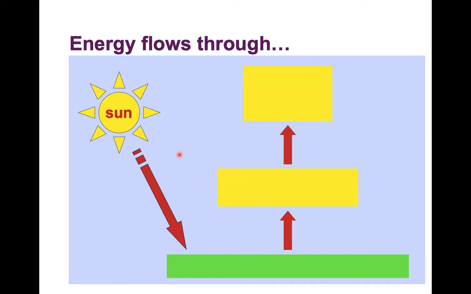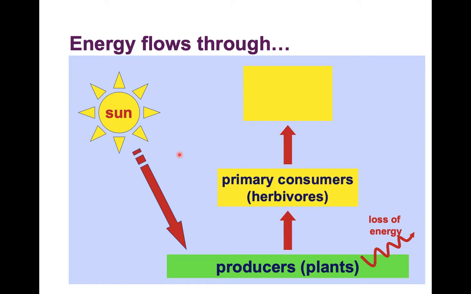All right, so here we have energy from the sun, right? The sun hits the producers, the plants, right? Plants are able to grow. And there is some loss of energy, right? That's the cost of living. These plants need to go through cellular processes and energy gets lost. The herbivores, or the primary consumers, eat the plants and get some of the energy.